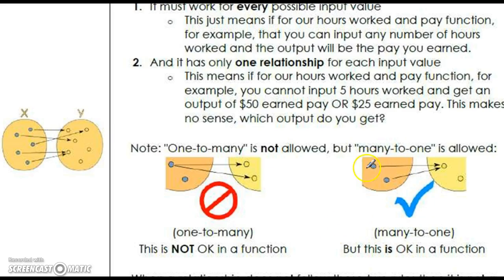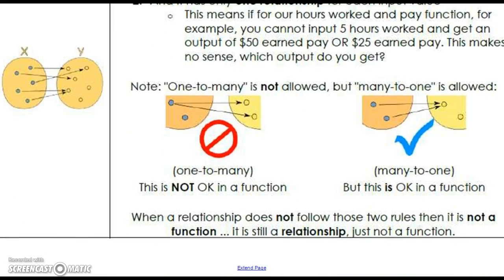But if someone worked 5 hours and got paid $50, and maybe someone who's younger gets paid less, and they worked 5 hours, they would only get the same. Or this person gets paid $50, this person gets paid $50. They can both get paid $50, and that's okay. But the same person can't get paid two different amounts for the same amount of work.